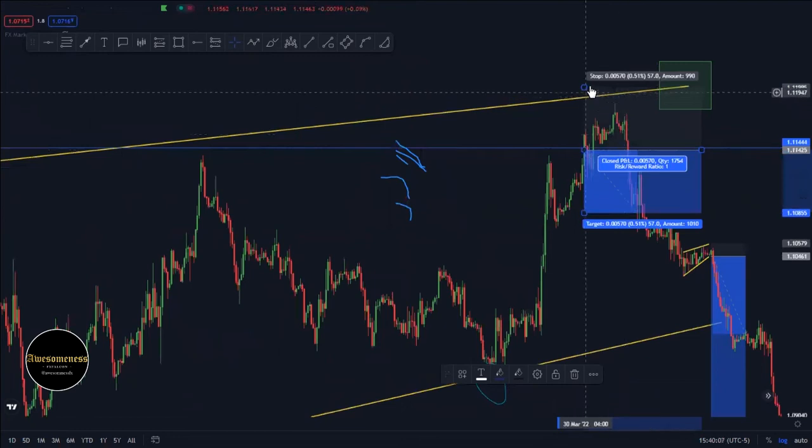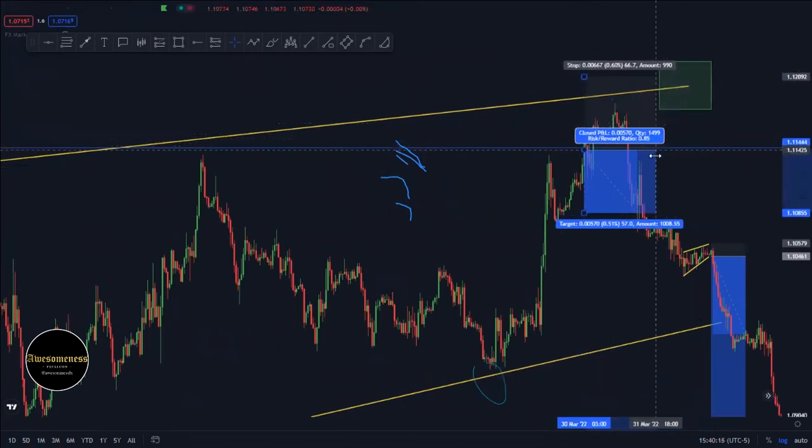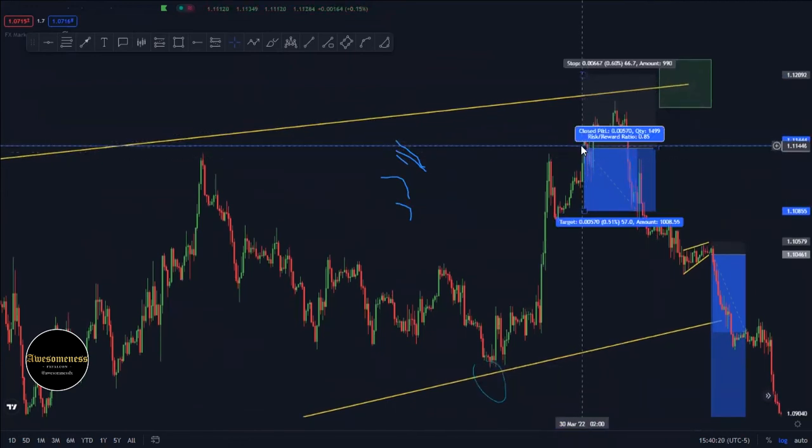I would have to increase my SL, and you would be trading a very huge SL of many pips. But if you're comfortable with it, you can actually take it. Personally, I won't take such a trade at that particular point.